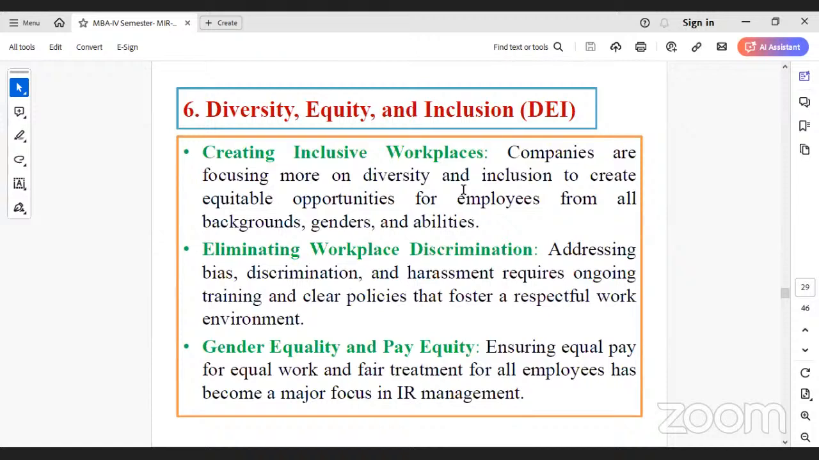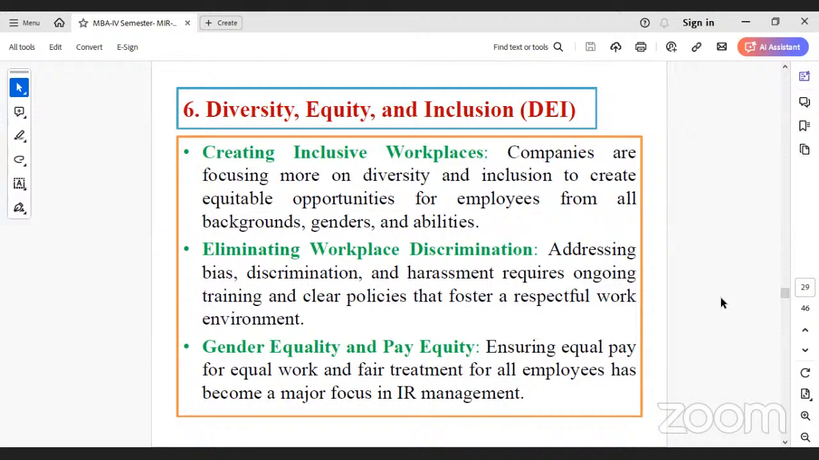Diversity, equity, and inclusion. So, creating inclusive workplaces, eliminating workplace discrimination, gender equality, and pay protection.